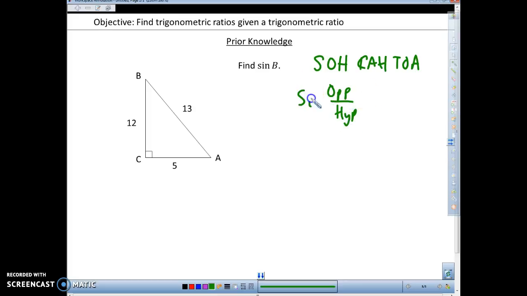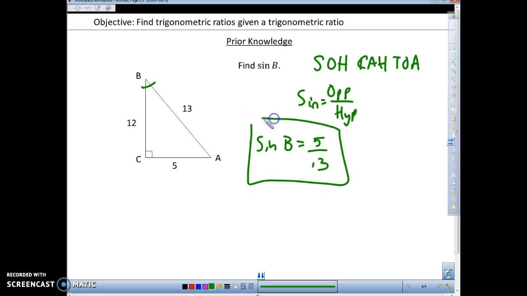If I want to figure out the sine of an angle, I need to first find the angle. So here's B, the opposite side. Sine of B is equal to the opposite side, which is 5, over the hypotenuse. And the hypotenuse is always directly located across from the right angle, which is 13. So here is our prior knowledge.